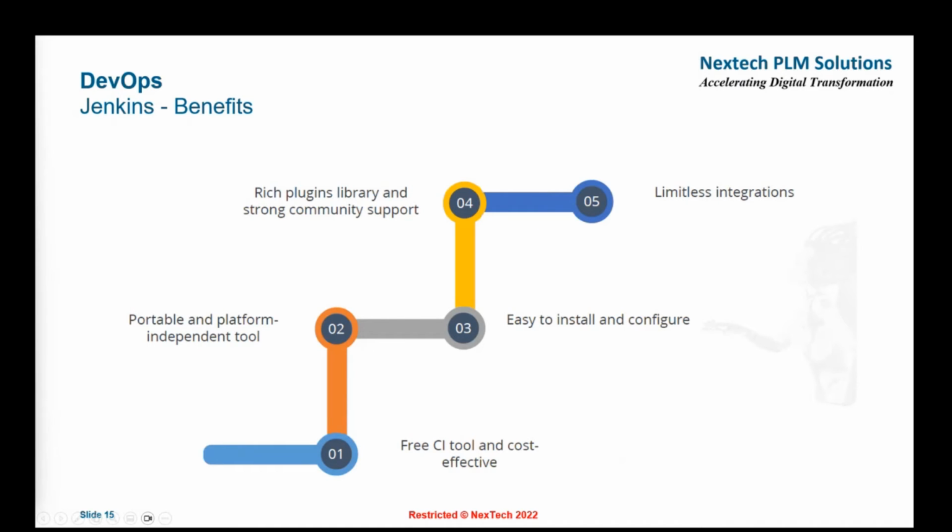As I said, Jenkins has its own set of benefits, some of which we already discussed. It's an open source tool, so there is no cost that we have to bear. It is a portable and platform independent tool. Since it's developed in Java, it's not specific to any operating system or platform. It is easy to install and configure. It's not that difficult. Just by having a few sessions or a walkthrough of the Jenkins documentation, you can install it.